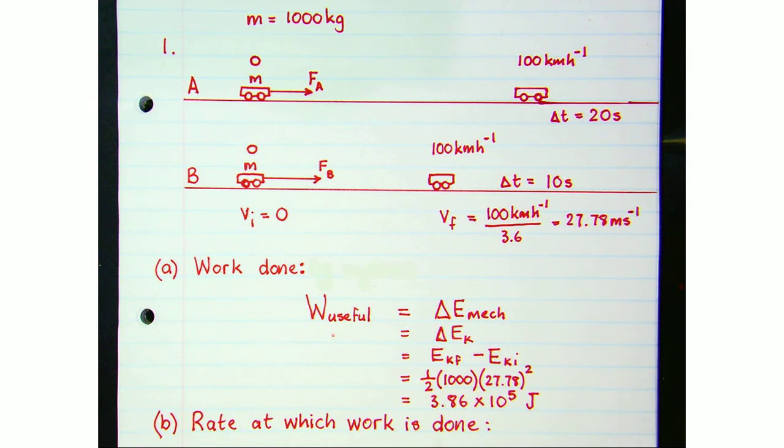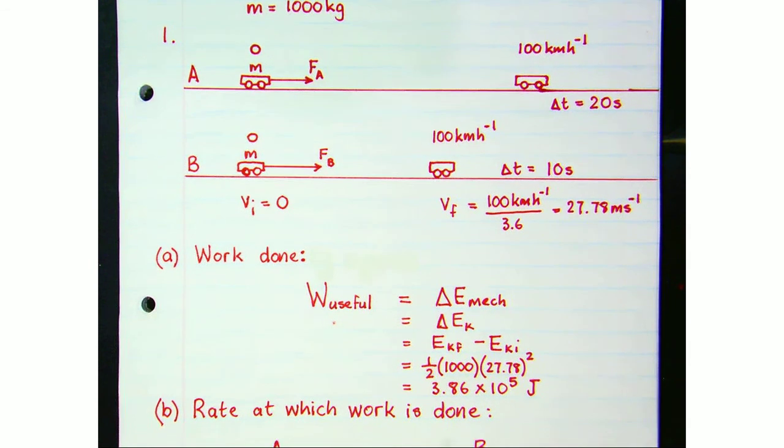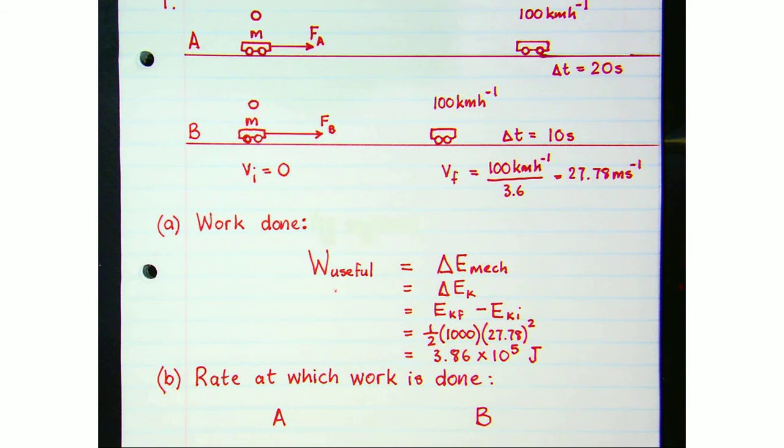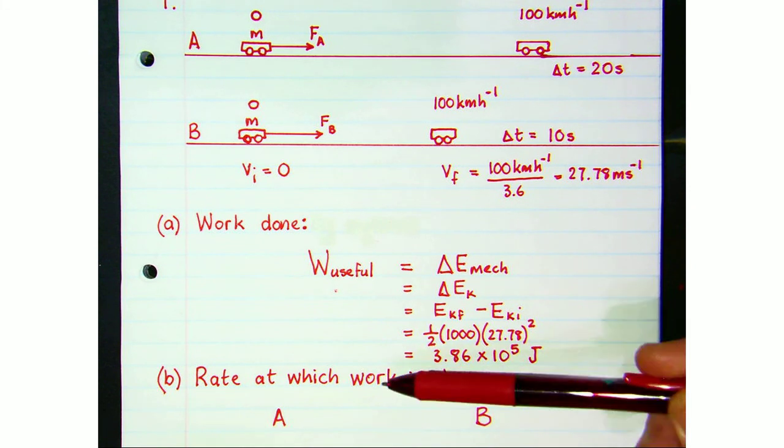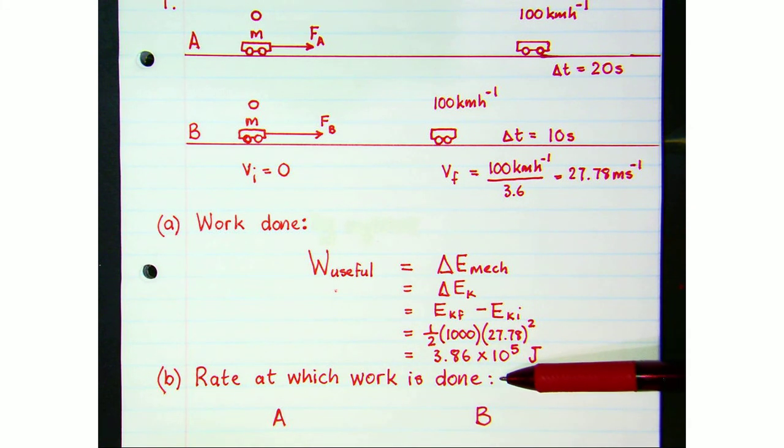So now let's consider something different. Let's calculate the rate at which work is done by each engine. We know that each engine is doing the same amount of work because the car is reaching the same final velocity. So I want you to pause the video and calculate the rate at which each engine is doing work.